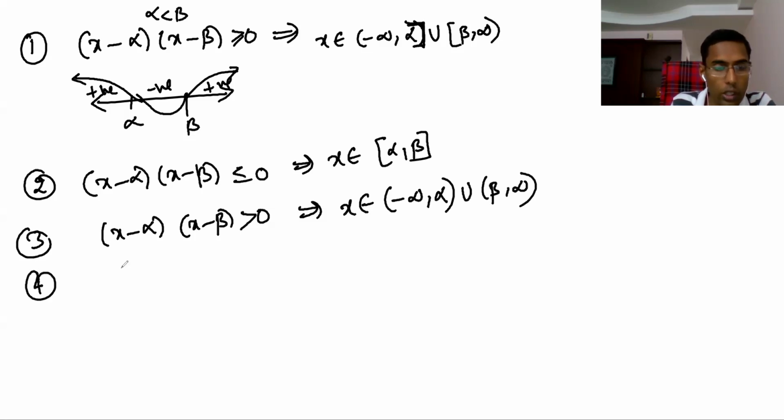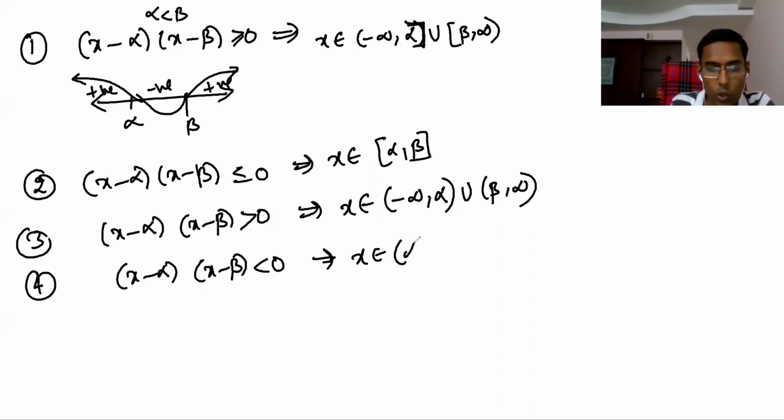And 4: (x - alpha)(x - beta) less than 0, let us say. This is what you get: x lies between the roots, excluding the roots, because equal to I don't want. These are the 4 formulas you must learn.